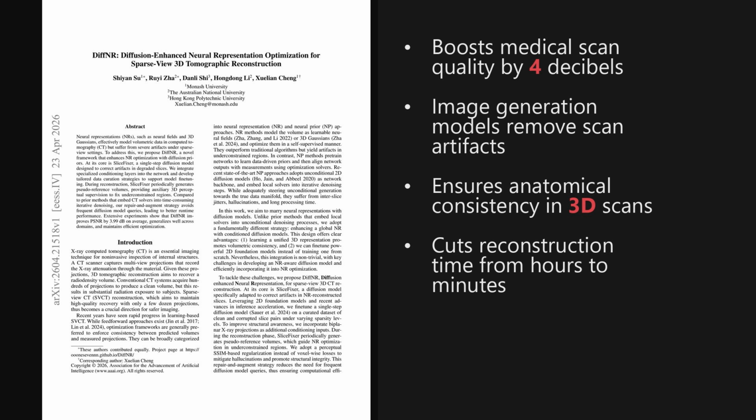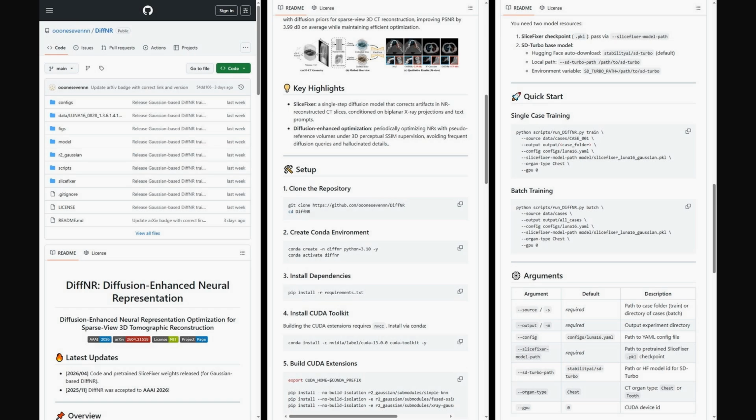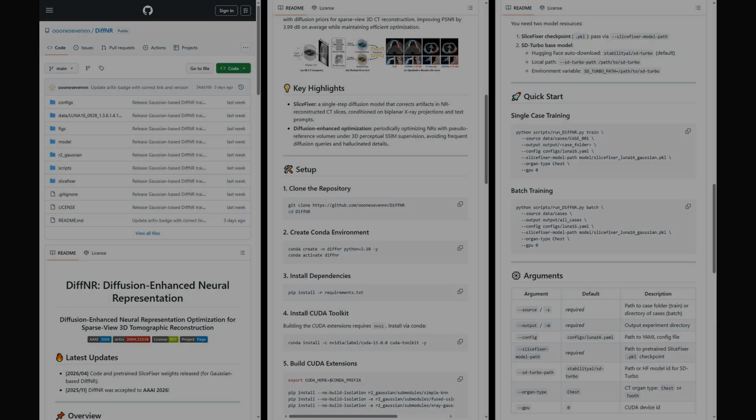The standout contribution is a new repair and augment strategy that boosts image quality by an average of about 4 decibels, all while avoiding the massive computational costs usually tied to diffusion models. The way the authors curate the training data to make this work is incredibly clever, so stick around as we break down exactly how they did it. And for those interested in the implementation, the authors have shared their code on GitHub.